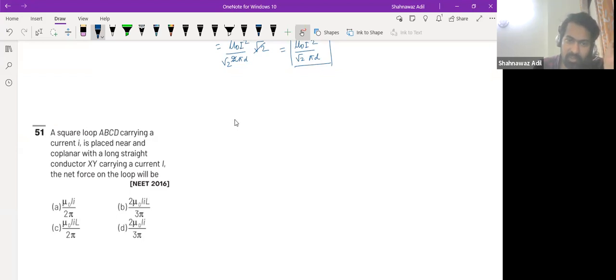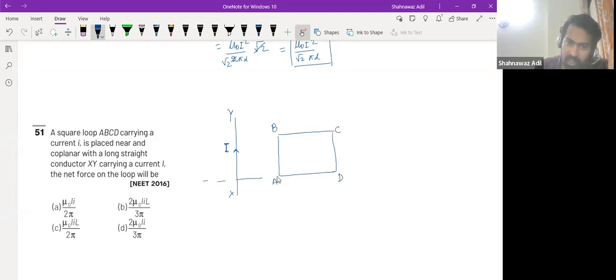So let's say that we have a wire XY, and this current is I, and then we have this square loop ABCD carrying a current I, placed near and coplanar with a long straight conductor carrying a current I. So this one is the long straight conductor with current I, and this thing has a current, which is ABCD. So let's say this is A, B, C.